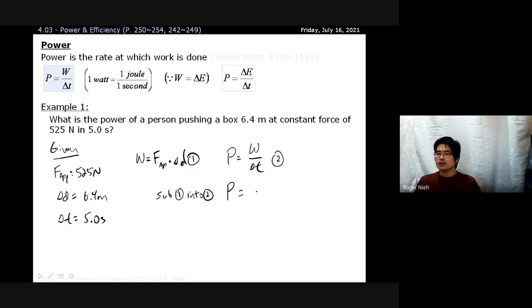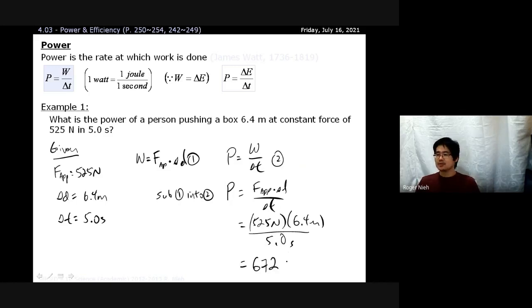So power is equal to force applied times distance over time, or 525 newtons times the distance of 6.4 meters, all over 5.0 seconds. What does that equal? So 525 times 6.4 divided by 5 will give you an output of 672.